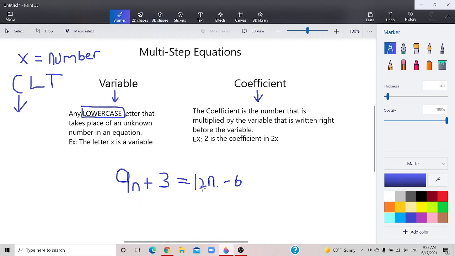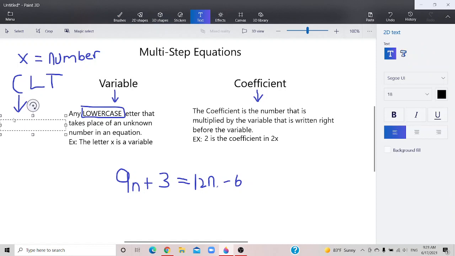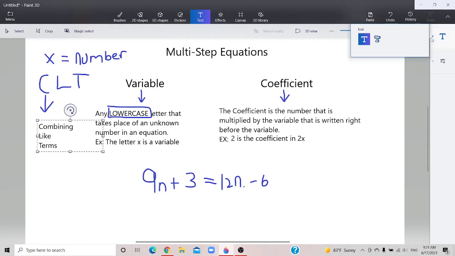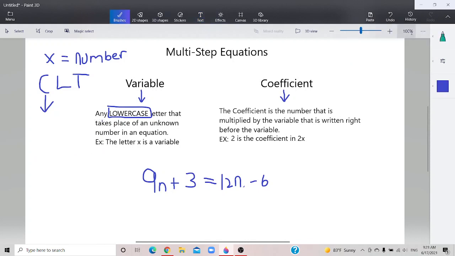Okay, so the way we would do this is combining like terms. It looks like I accidentally erased the combining like terms. Let me just quickly put that back again. Okay, so right now we have 9n here. How could we separate 9n and 3? We know n is the variable and 9 is the coefficient. Let's look at the other side of the equation. We see 12n here and 12 as a coefficient.